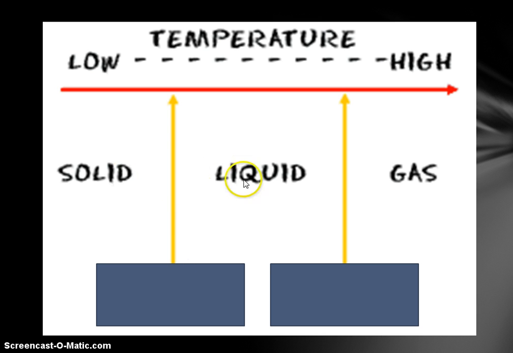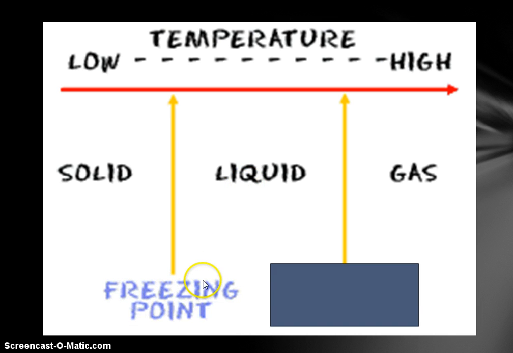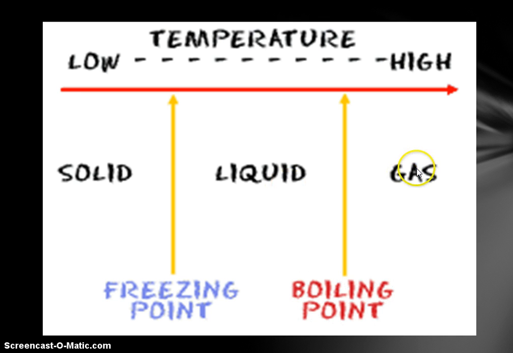Now, along this whole continuum, there's a specific temperature where each individual kind of matter will turn from a solid to a liquid. That temperature is called the freezing point or the melting point, depending on which way you are going. If you are going from a solid to a liquid, that's the melting point. If you're going from a liquid to a solid, it's the freezing point. Same idea between a liquid and a gas. In order to go from a liquid to a gas, you have to reach a specific temperature called the boiling point. Also, if you want to go from a gas back to a liquid, you would have something called a condensing point.